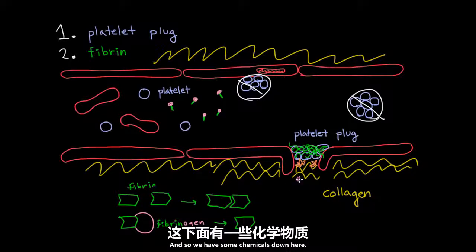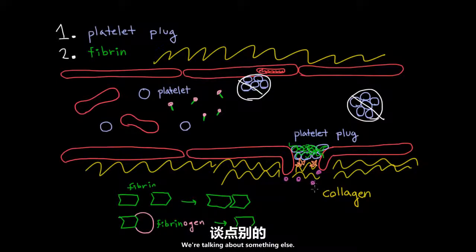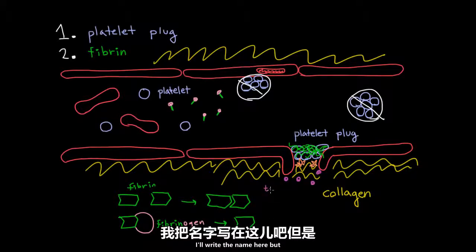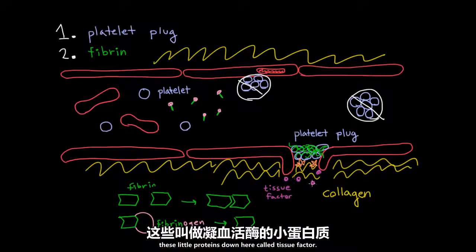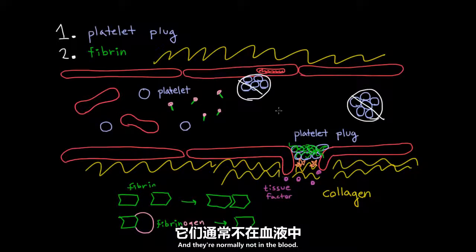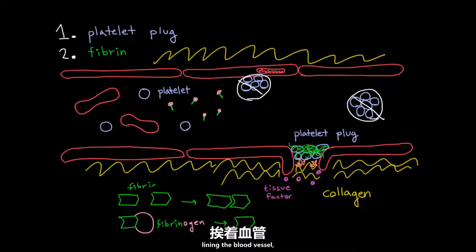So we have some chemicals down here. Now we're not talking about collagen anymore, we're talking about something else. And if you really want to know what it is, I'll write the name here, but it's not really the name that's important, it's the principle here. So the principle is you have these little proteins down here called tissue factor, and they're normally not in the blood. They're only down here outside of the endothelial cells lining the blood vessel.